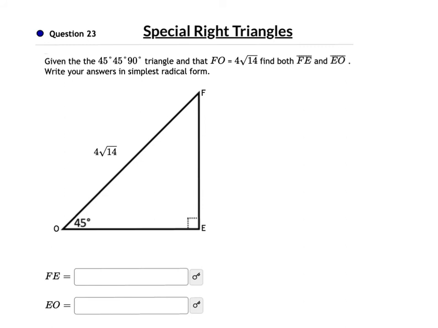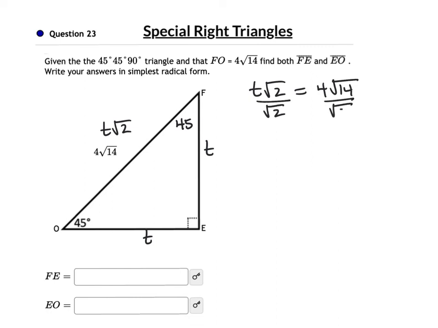In question 23, it's a 45, 45, 90 again. The hypotenuse is t root 2, and the two legs are t. My equation, my corresponding sides are t root 2. It equals 4 root 14. I'll divide both sides by root 2. And I can divide the root and the root. That's t equals 4 root 7. And the sides I'm looking for are FE and EO, which is t. So 4 root 7, that's t, and 4 root 7 are my answers.